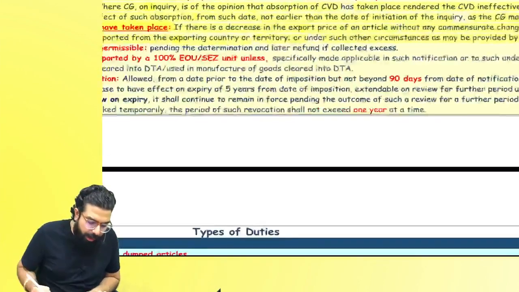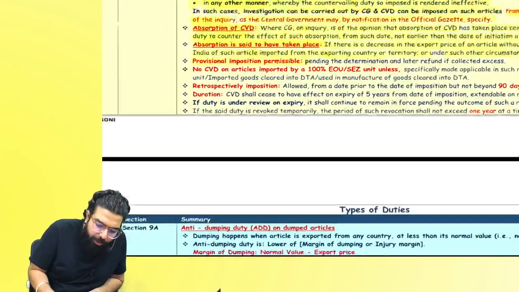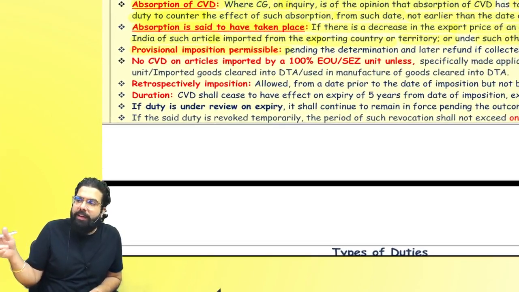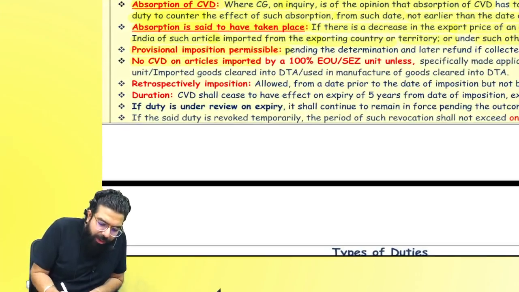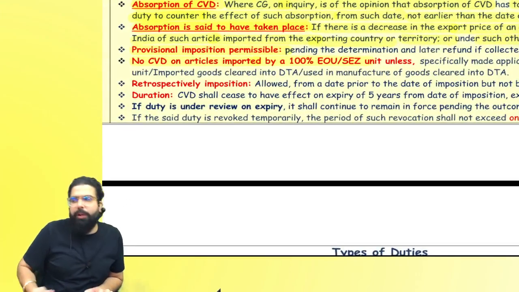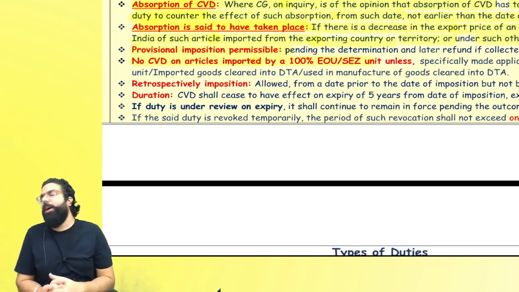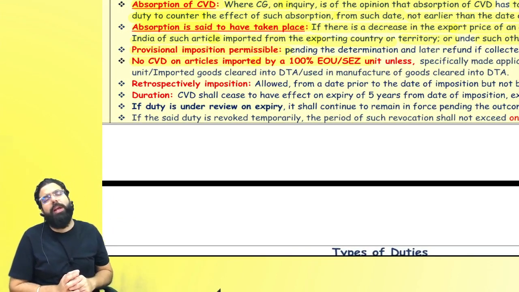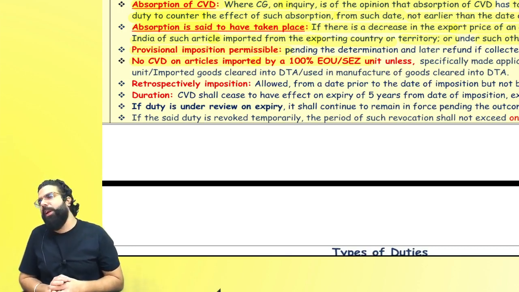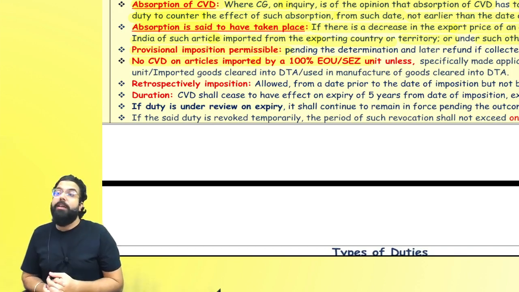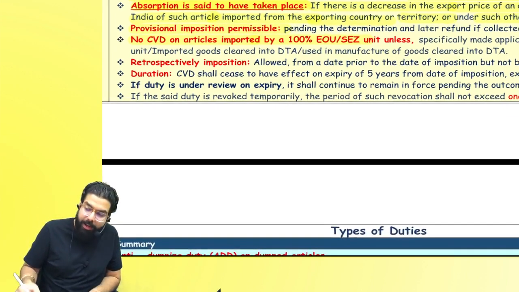Can I go ahead, everyone? The next one over here is provisional imposition. Is it possible? Yes, but on finalization, whatever extra was taken will be refunded. No CVD if you are importing as a 100% EOU. CVD on subsidized article will not come. If a 100% EOU is importing, or SEZ is importing. But if they clear in the domestic tariff area, or make goods and clear those goods in the domestic tariff area, then CVD on subsidized article will be imposed.